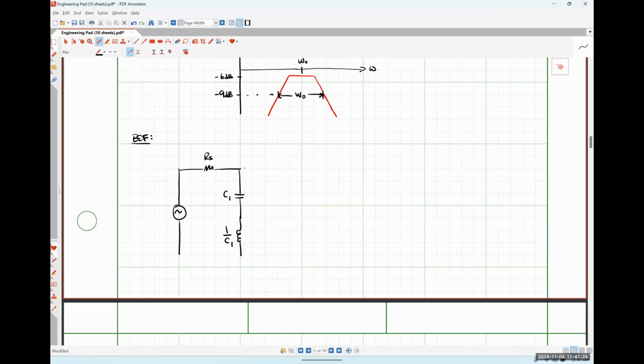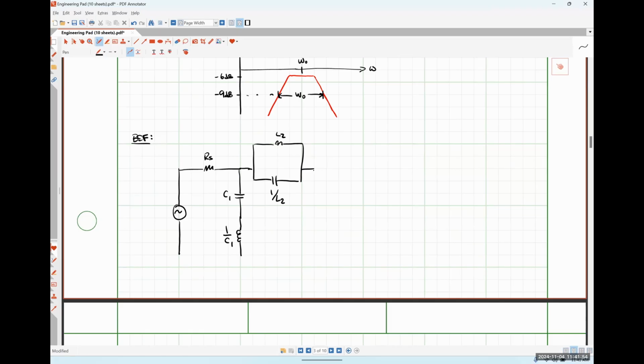This is a band stop filter. Band stop or notch filter, okay? Over here, where we would normally have just an inductance, I'm going to put an inductance L2 in parallel with a capacitance 1 over L2.